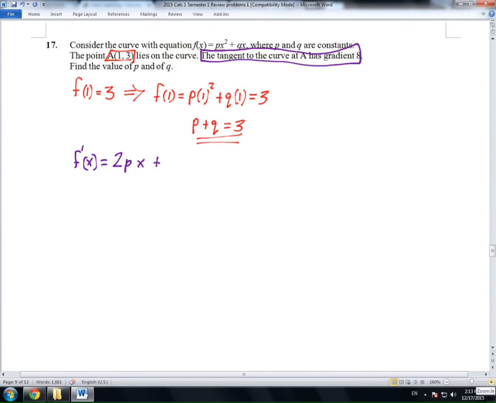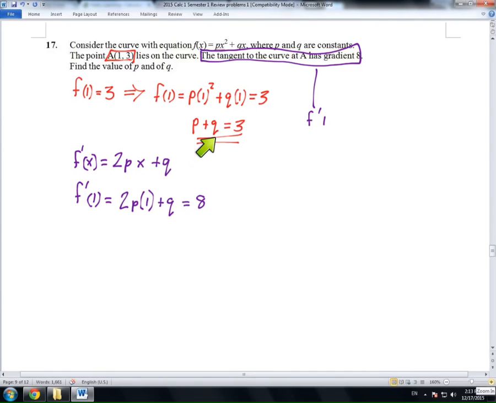The tangent to the curve has a slope of 8 at point A. So I take the derivative. Notice the derivative of px squared is 2px, just treat p like any other number, and the derivative of qx is just q, just like the derivative of 5x would be 5. Now I substitute 1 for x, and I get 2p plus q equals 8.